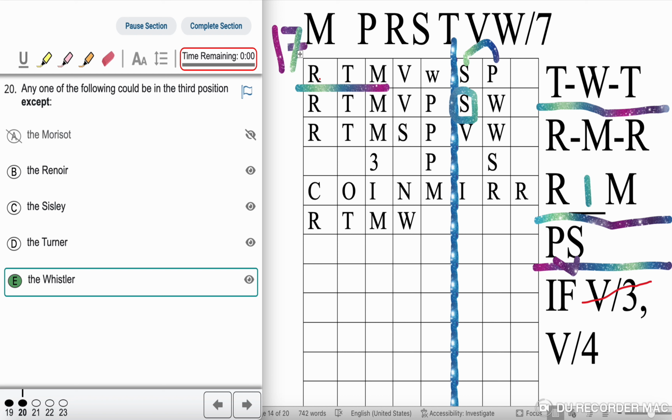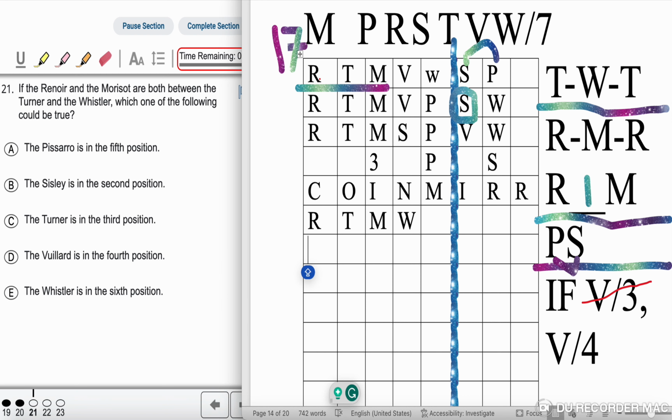Got the answer E, W. Question 21. If the R and M are between both T and W, which one of them could be true? For us to be able to answer this question, we need to come up with a world that has this information, as you can see, like the data in place.